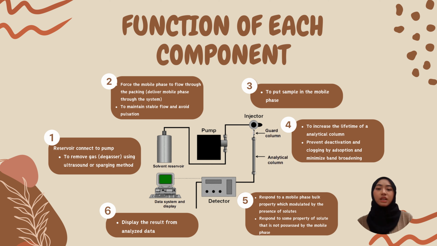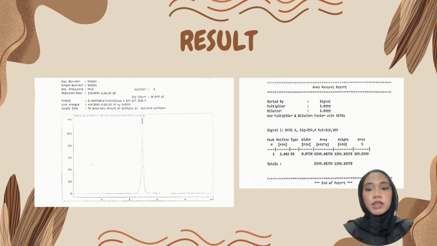The fourth component is the guard column and analytical column that are designed to increase the lifetime of the analytical column by preventing deactivation and clogging, applying the adsorption and minimize band broadening method. The next component is the detector that responds to a mobile phase bulk property, which is modulated by the presence of solute, or responds to some property of the solute that is not possessed by the mobile phase. Last but not least is the data system and display that allows the computer to display the result from the analyzed data of the compound. So, for the result, I'm going to explain about the retention time.